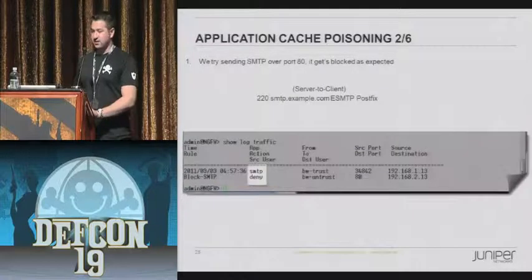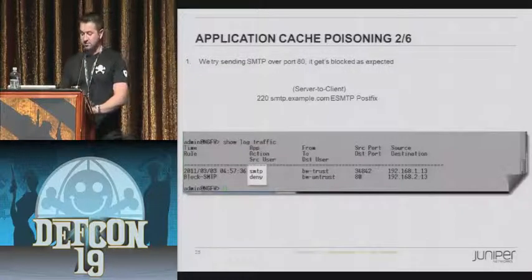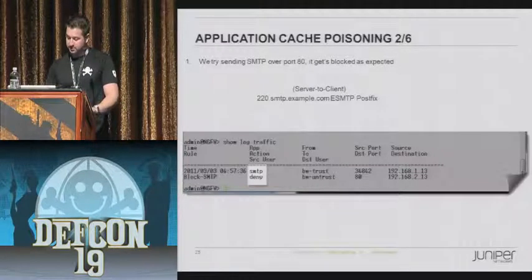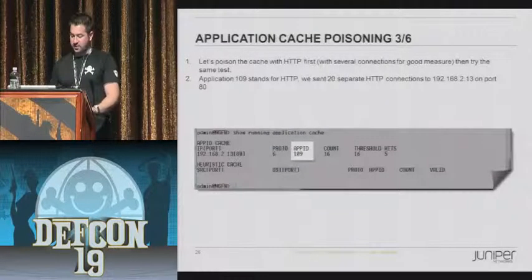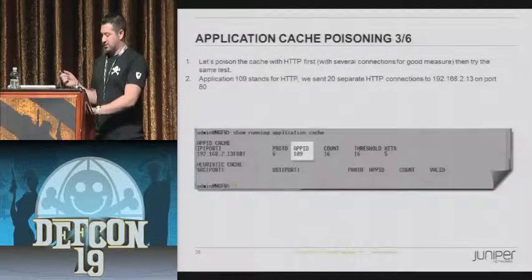So just a smoke test here. I just send SMTP and it gets detected properly. This is looking at the logging message. We see that it's SMTP. We drop it. Exactly what we'd expect. And what we're going to do now is actually poison the cache, to be able to insert the application in the cache table and see what happens.